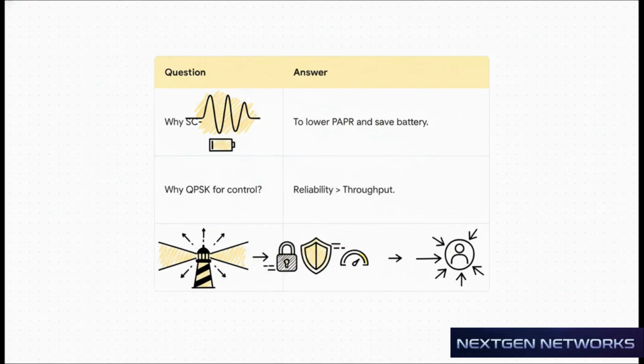Number 2, why do the most important control channels use a simple, sturdy modulation like QPSK? Because for mission-critical instructions, you choose reliability over raw speed every single time. And number 3, what's the difference between CRS and DMRS reference signals? Well, CRS are the big public lighthouses for everyone in the cell, while DMRS are like private, personal lighthouses sent just for you, which you need for fancy features like beamforming.